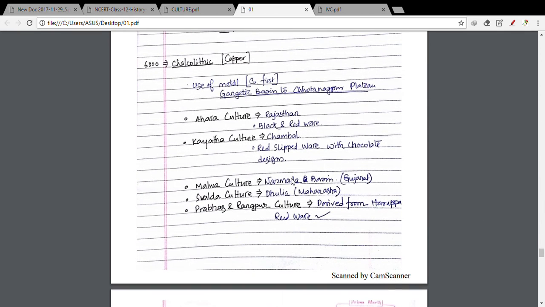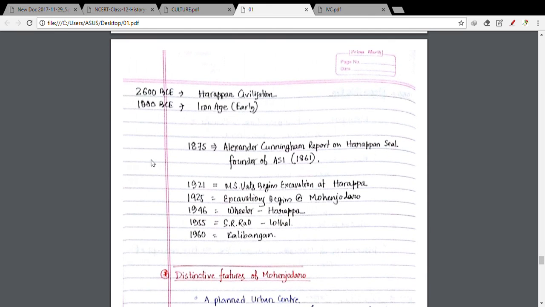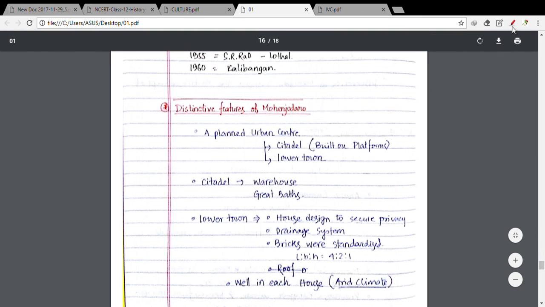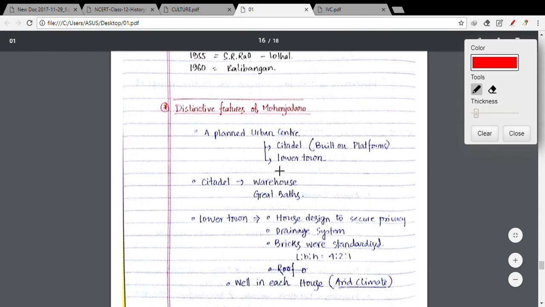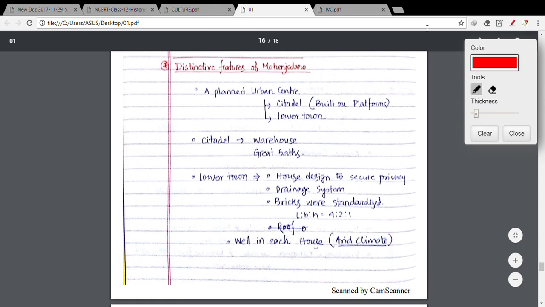If we move on to the Chalcolithic, we have already talked about the different cultures. Then comes the Harappan civilization, and now the questions I have already talked about. The first important question is what are the different distinctive features of Mohenjo-daro. So let's talk about this in short.